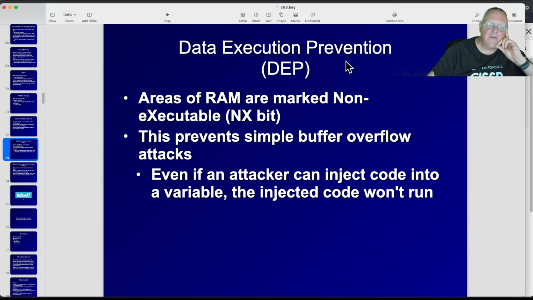Data Execution Prevention is another thing Microsoft brought in around the time of Vista, where you can mark areas of RAM non-executable, which prevents buffer overflow attacks, and we'll spend quite a lot of time dealing with this in the exploit development course. So even if you find a program error that lets you inject data where you shouldn't be able to, you'll find that you can't run it, and that will stop the whole generation of malware.